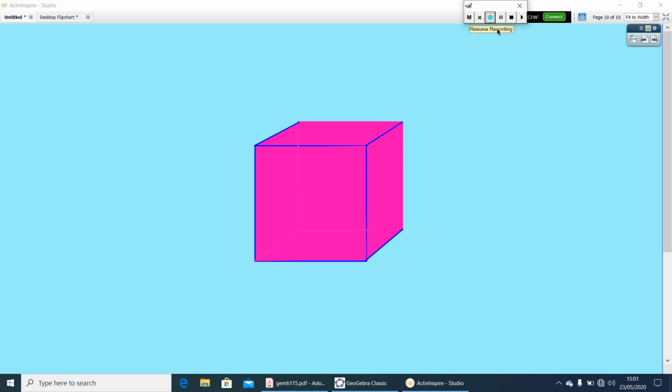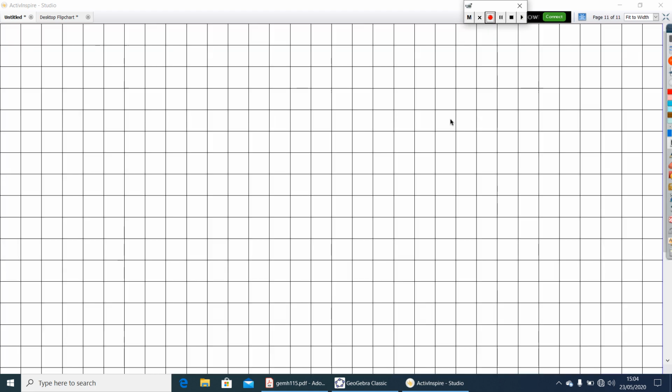Now let us see how to draw a cube. To draw oblique sketches you need squared paper. Let me draw a 4 by 4 by 4 cube. That means 4 centimeter length, 4 centimeter breadth and 4 centimeter height. First we draw the front face. I have drawn the front face. Now next you have to draw the opposite face.